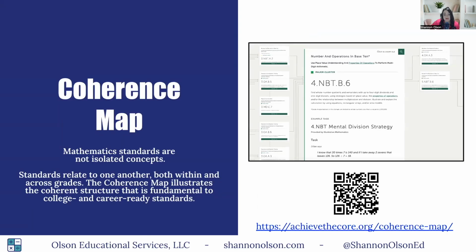Another resource that I highly recommend looking at for progressions is the coherence map. This comes from Student Achievement Partners, also known as achievethecore.org. If you click on this link, you can click on any standard and find an interactive map of standards that came before, standards that come after, and how they're connected. There are sample tasks. Really, really great resource. I highly recommend checking that out when you're working with progressions. You can see in this 4th grade division standard, we're connecting to previous standards in 3rd grade related to both base 10 and operations and algebraic thinking. And then we're also looking at standards in our current grade as well as future grades in both of those domains as well.